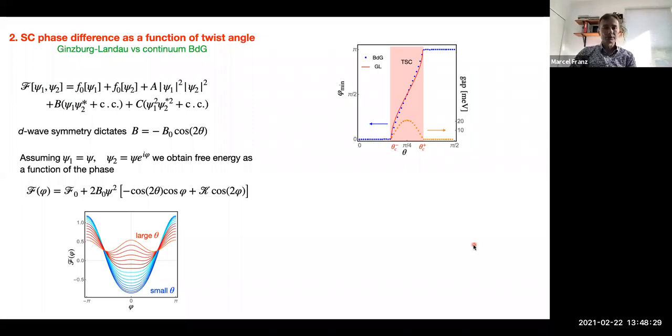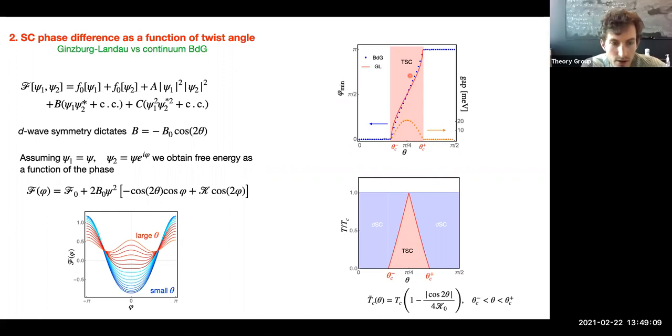Now, you can extract the position of these minima as a function of twist angle, which is this red line here. So for small twist angles, the minimum is at 0, and beyond some critical angle that is close to 45 degrees, or pi over 4, you have this non-zero angle. And so this region here, marked in red, is this time reversal symmetry broken, fully gapped superconductor, which is also topological, as I will argue in a moment.